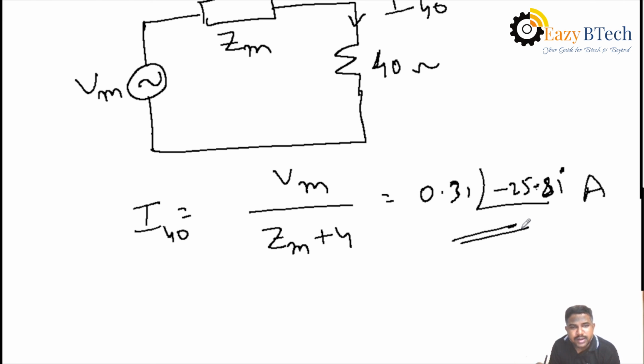Okay, remember, in an AC circuit, every value you must calculate in two forms. One is rectangular form, which will be converted into polar form also. In university examinations, you can represent the values in both forms, rectangular as well as polar.